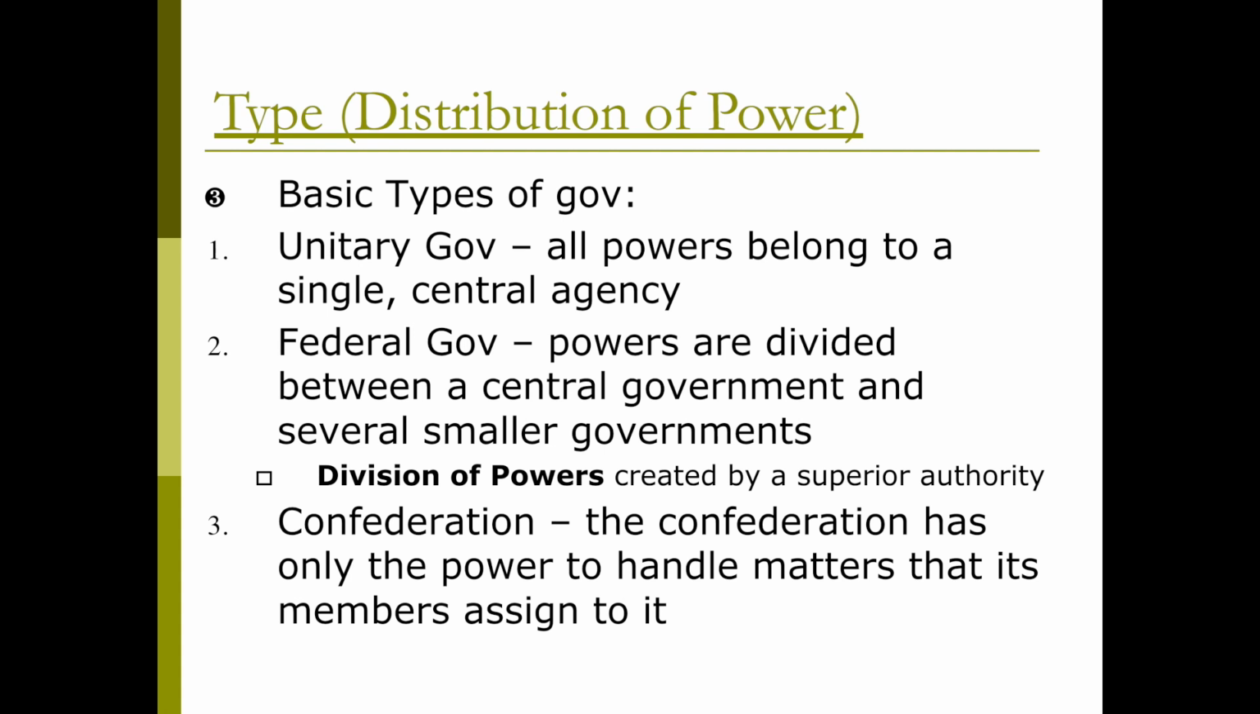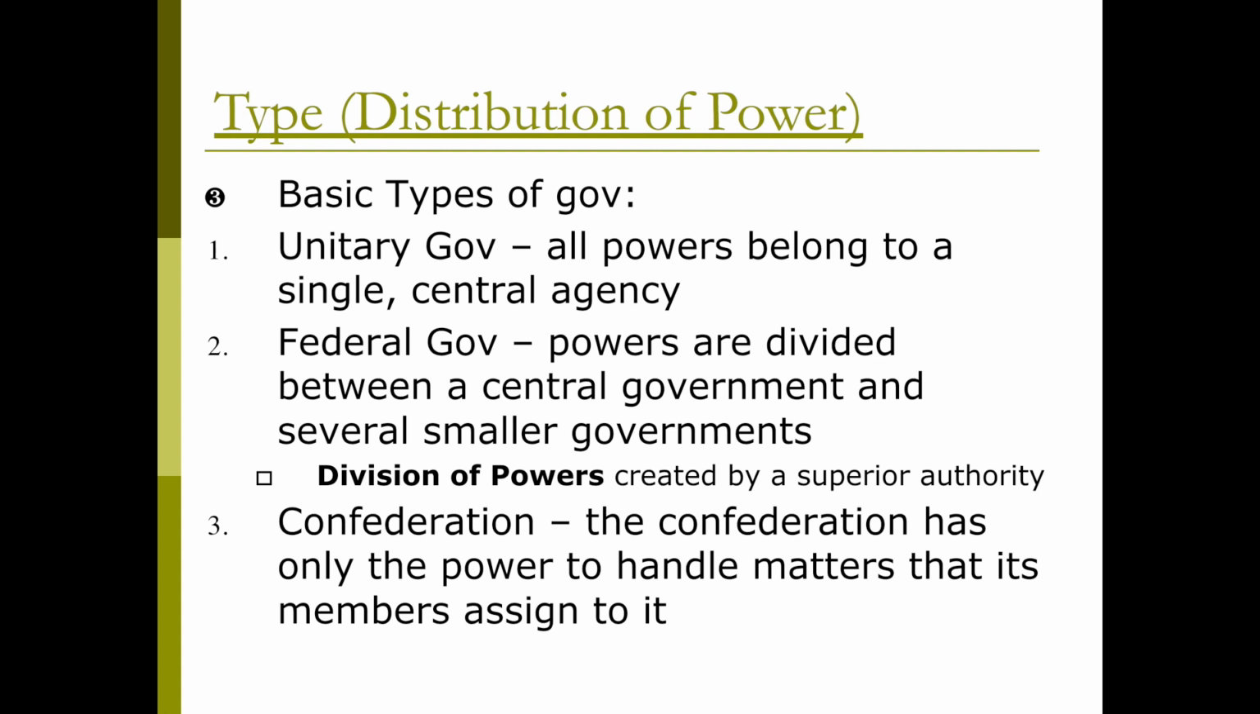So in a unitary government, all powers belong to a single central agency. So again, think a dictatorship or some form of dictatorship. And in most examples of that, China would be a good example. Again, they control the people through controlling information. They control the flow of wealth. They control the distribution of wealth. And there's not a lot of checks on that either.